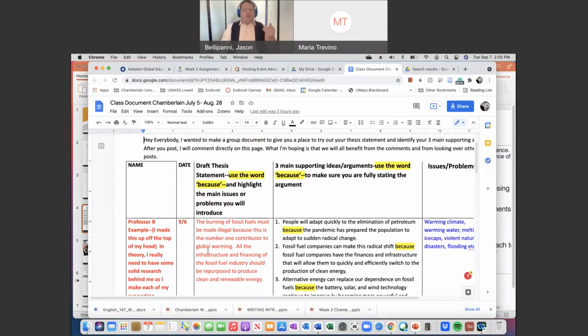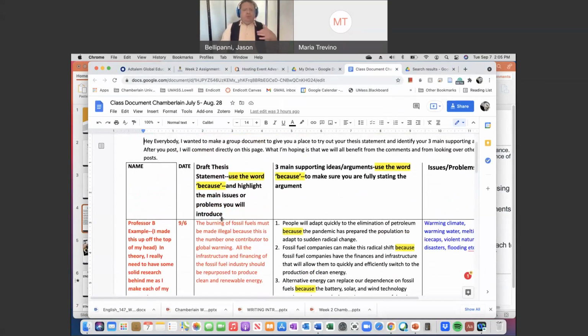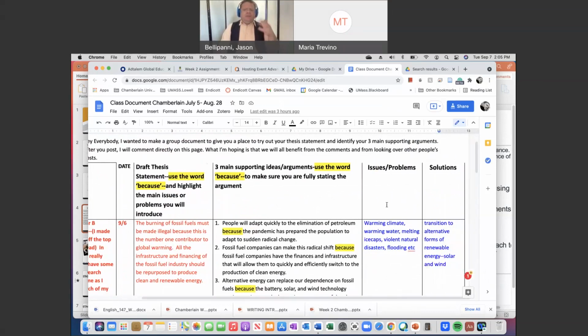I'll introduce this a few times probably, but I made this group document. And all it is, basically, is a place for you to put a thesis that you're thinking of and 3 main ideas. And then if you want, you can do basically what are the issues or problems you'll deal with and what are some of the solutions. Depending on your topic, this may or may not apply.